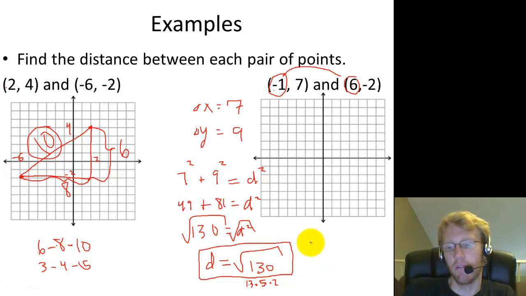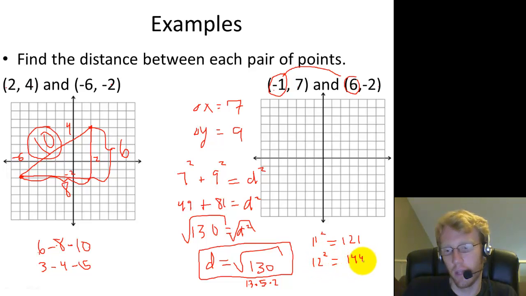It's between 11 and 12. How do I know it's between 11 and 12? 11 squared is 121, and 12 squared is 144. So since 130 is in between these two numbers, its square root has to be in between these two numbers. So it's basically between 11 and 12, maybe 11 and a half, something like that.